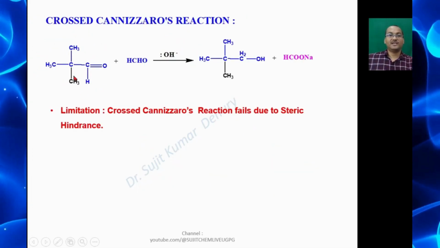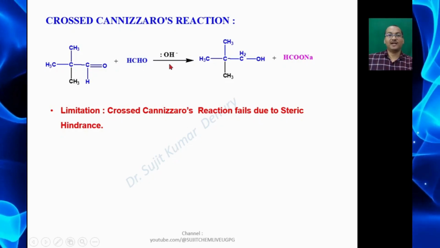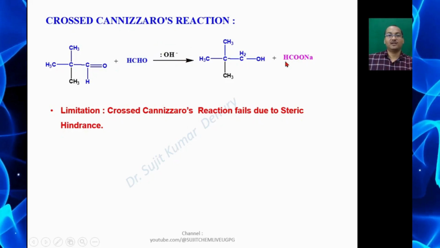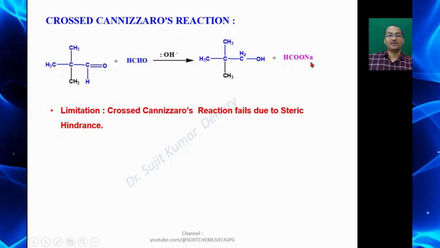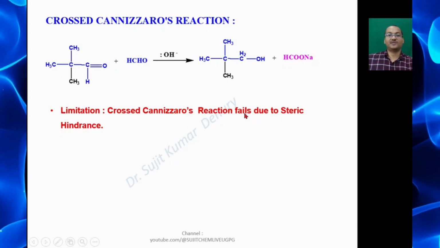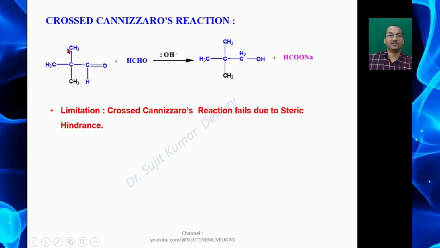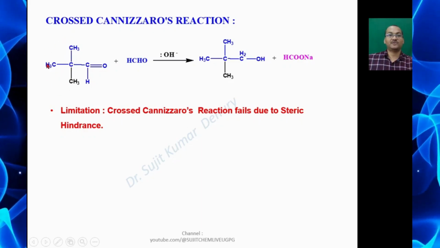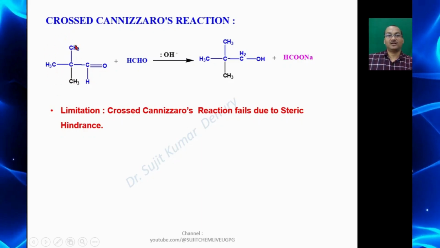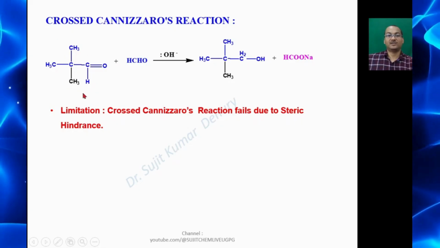So if you start with this compound plus formaldehyde in presence of OH minus ion, you should get these two products. But the thing is, the Cannizzaro reaction fails due to steric hindrance. So here you have three bulky groups. So the Cannizzaro reaction does not take place.